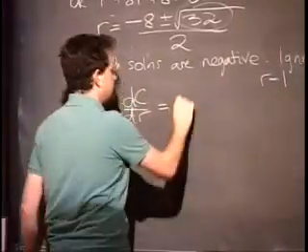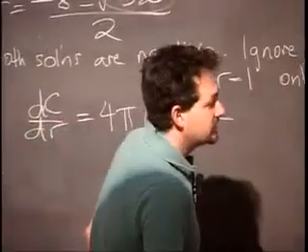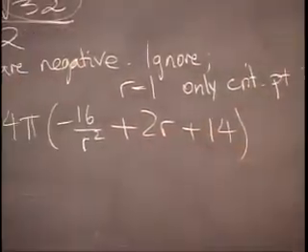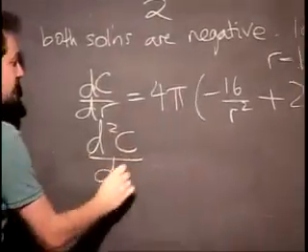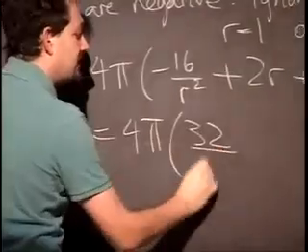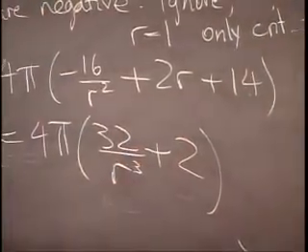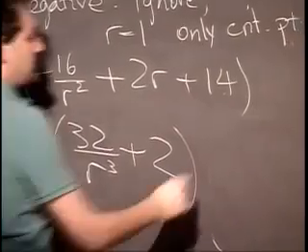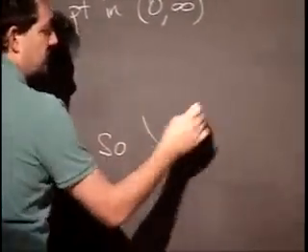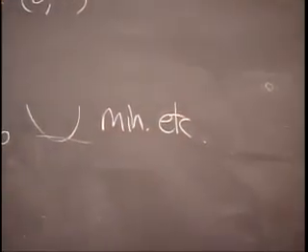What do we get? 4 pi times minus 16 over r squared plus 2r plus 14. Actually, the second derivative in this case is the same as it was in the previous case. It's 32 over r cubed plus 2. This is a constant, so its derivative is again 0, and this is again positive, so once again we have a local minimum, etc. And I'm going to leave the concluding sentence to you.